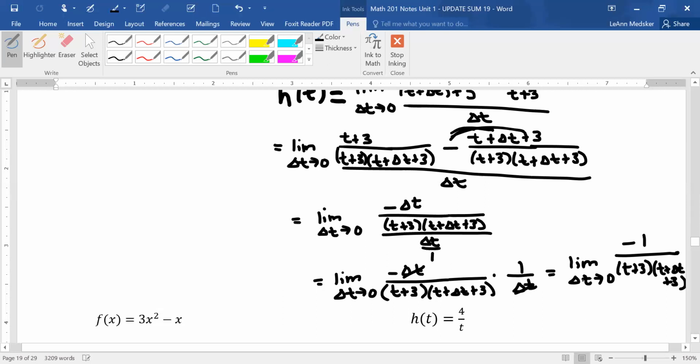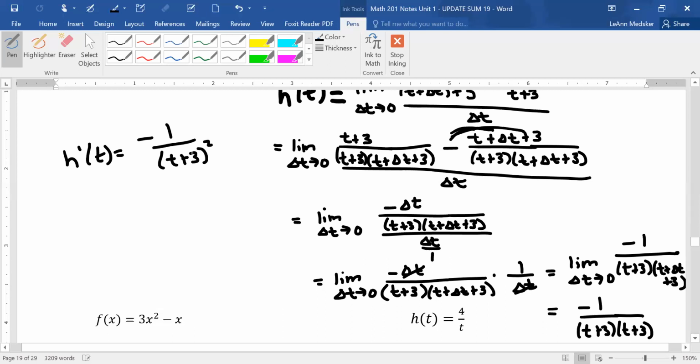So notice this delta t going in for 0 here is okay because it would still be a t plus 3. It doesn't zero out the whole fraction down there, the denominator. So I can evaluate and I get negative 1 over t plus 3 and then another t plus 3 once the delta t is a 0. So a better way of writing that would be that h prime of t is negative 1 over t plus 3 squared. So there's my derivative for that one.